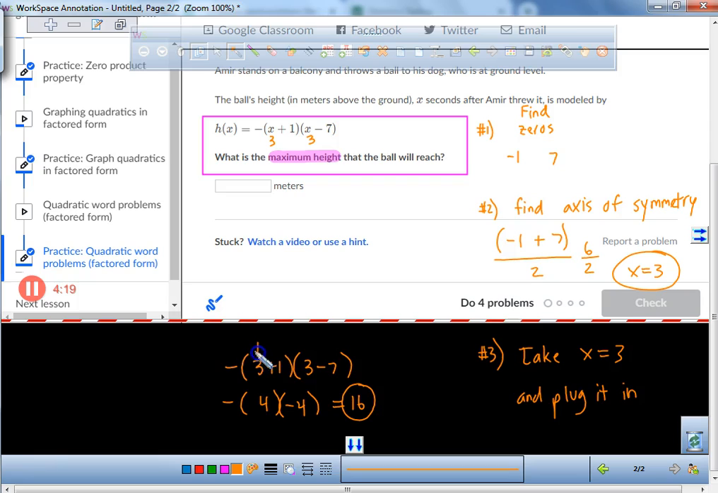So just remember, what do you do with your x value? You just take it and do what with it? Plug it in. And so my maximum height would be how many meters? 16 meters. They kicked that ball pretty dadgum high. All right?